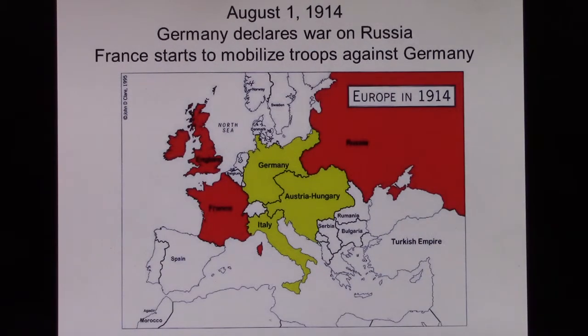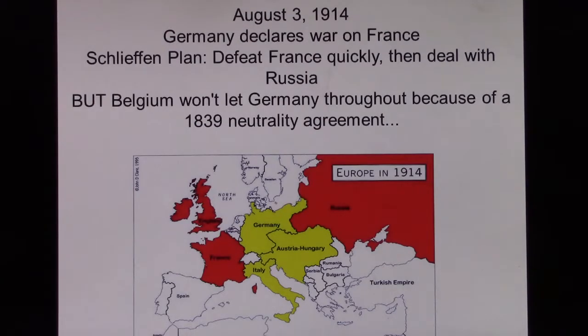Well, when that happens, when Russia begins to mobilize, Germany jumps the gun and they declare war on Russia. When Russia has war declared on them, France must jump in and help out their ally. They begin to mobilize against Germany. And all of a sudden, what should be a war between Austria-Hungary and tiny little Serbia gets the major powers, England, France, Russia, Germany, Austria, Italy, and the Ottoman Empire into warfare.